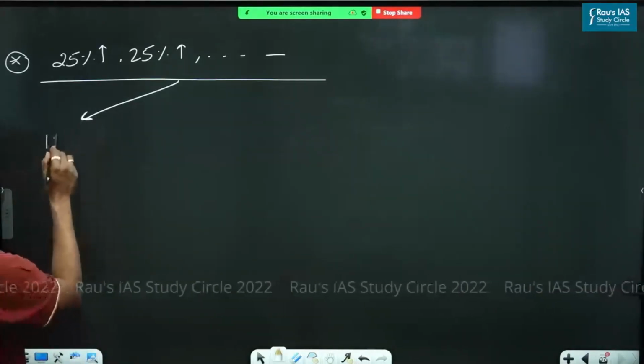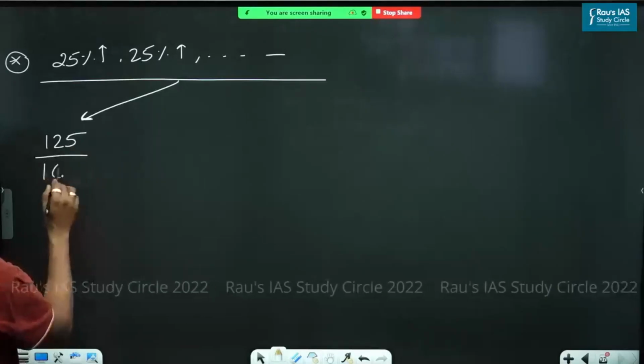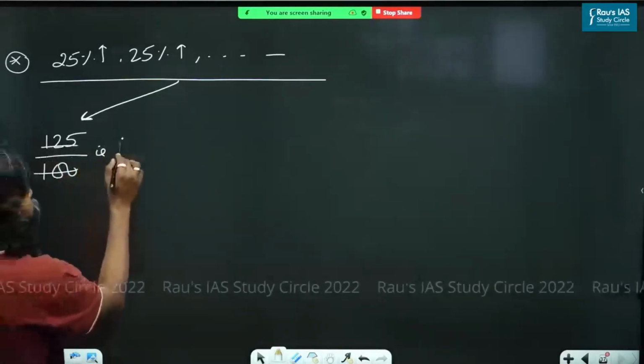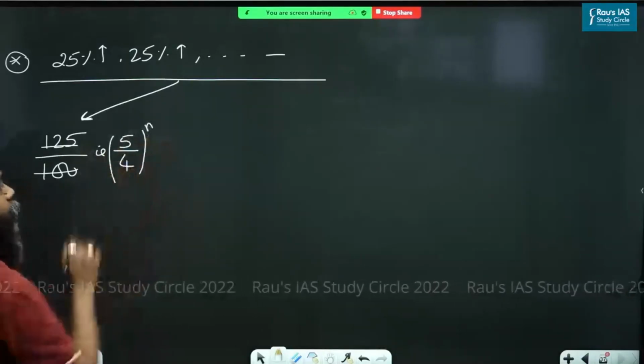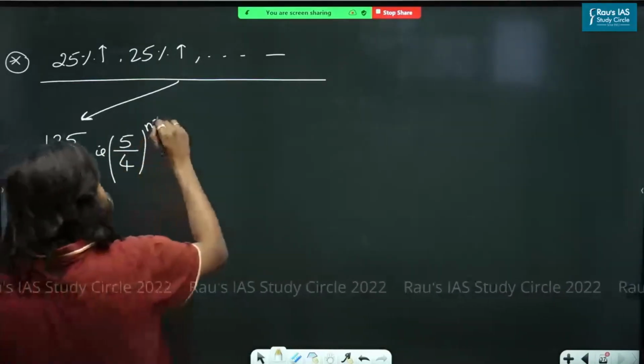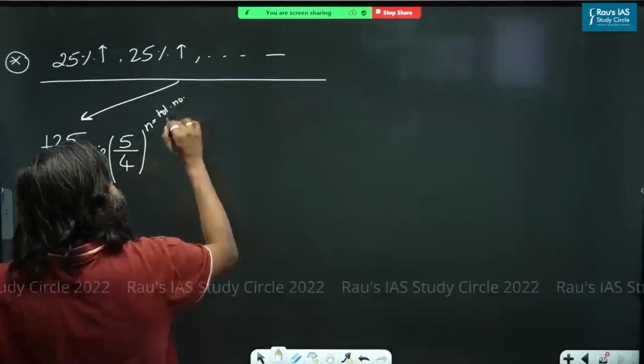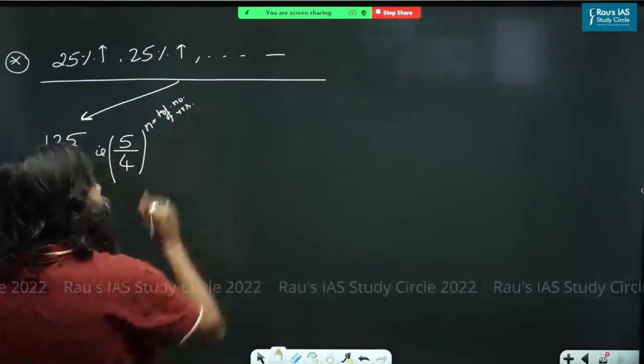Now, after 1 year, my income becomes 125 by 100. That means 5 by 4. After 1 year, total n number of years. This is called the total number of years. Don't write the remaining years. Are you understood?